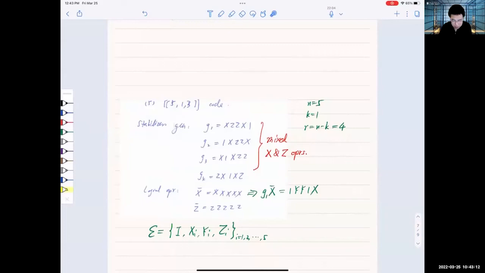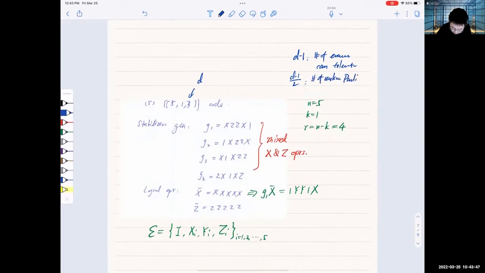And moreover, the floor of (distance minus 1)/2 corresponds to the unknown Pauli errors this code can tolerate. So distance D has a meaning: D minus 1 is the number of erasures the code can tolerate, and (D minus 1)/2 corresponds to the number of unknown Pauli errors the code can correct.